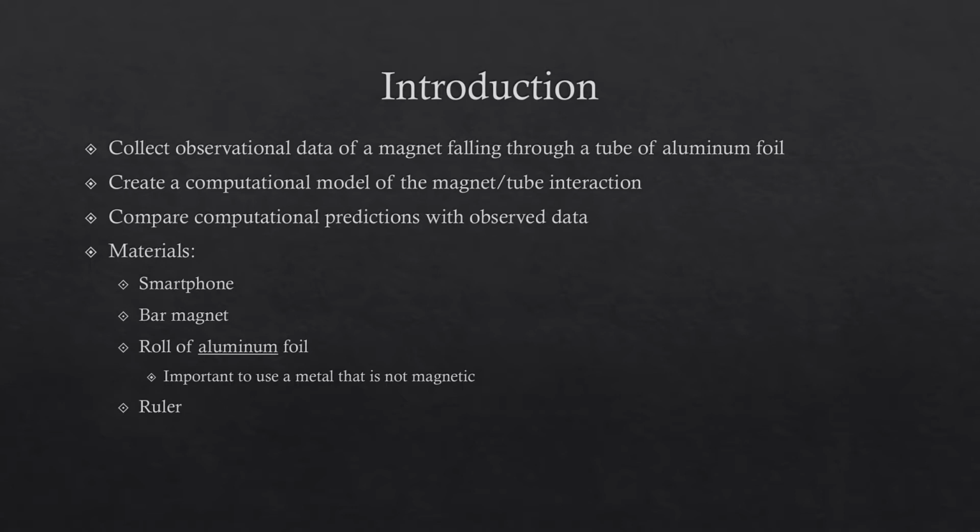The following are the materials that were used in this lab. You have a smartphone, a bar magnet, a roll of aluminum foil, and a ruler. Note that it is critical to only use a non-magnetic metal for this, as the magnet would be attracted to a magnetic tube and the experiment would not work. I will cover the physical part of the experiment first, and then I will go over the computational model.